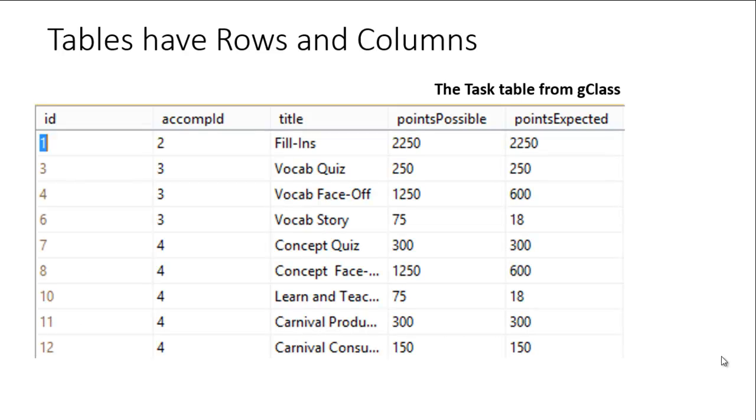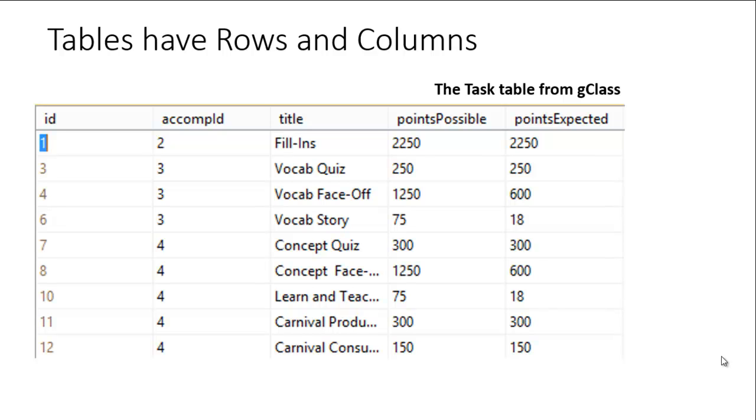Okay, point 2. We know about tables. Tables have rows and columns. As I've said, each row represents one entity, one item in the table, and each column represents some extra piece of information about that. So each row in this table, this is the task table, is one task in G-class, and each column has one particular piece of information about that task. The title column has the title of the task. The points possible column has how many points are possible in that task. The points expected column has how many points are expected for the course in that task.